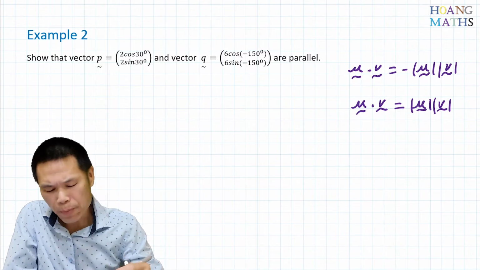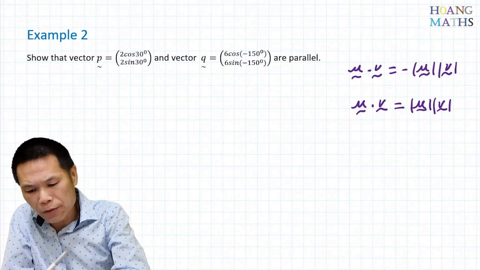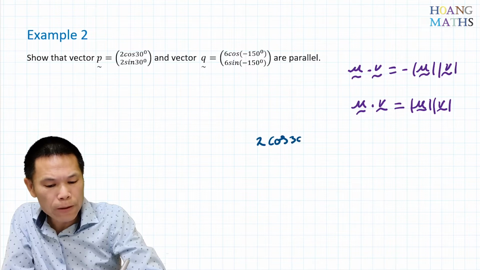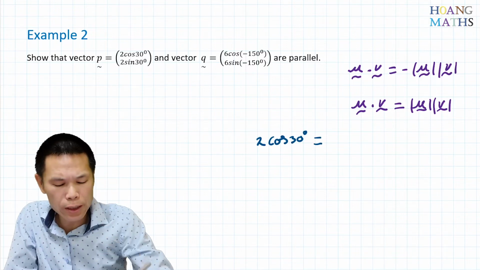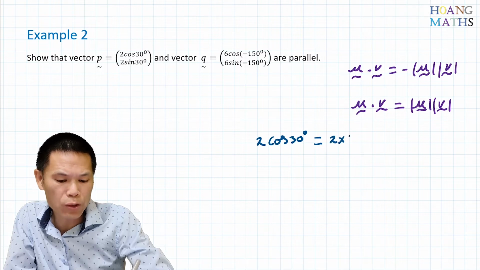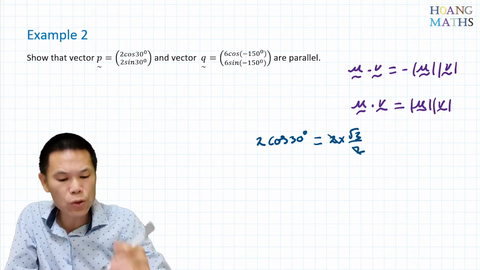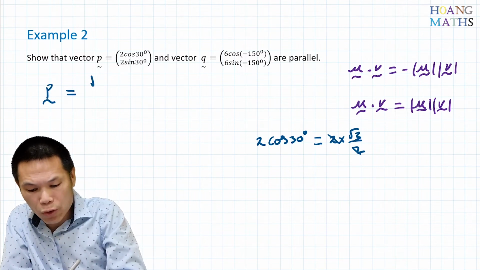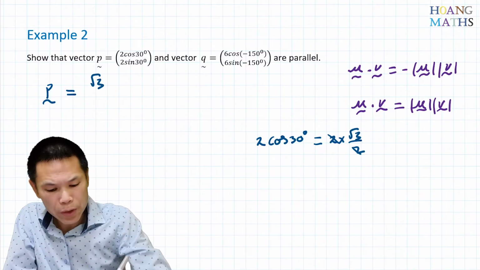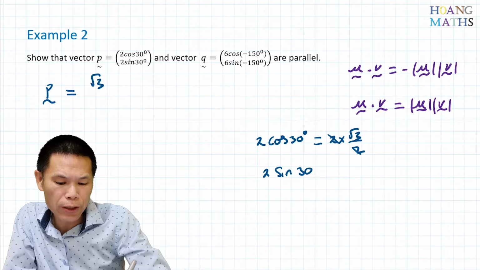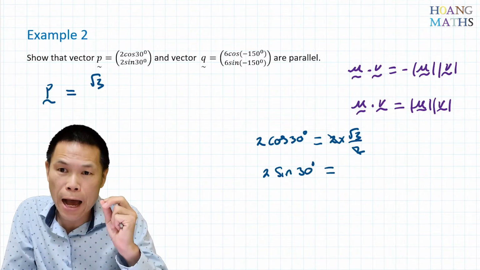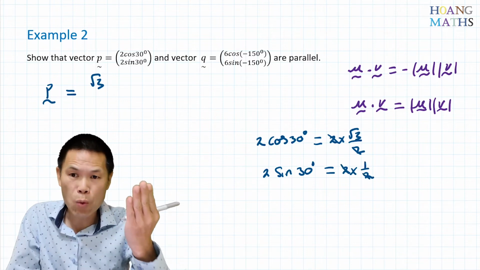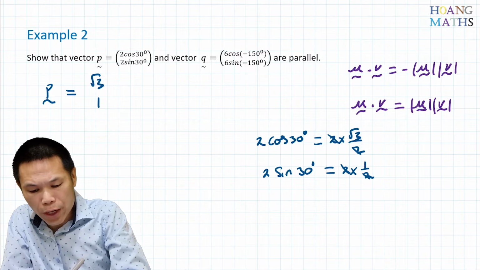So let's work it out. First of all, let me simplify this first. We know that 2 cos of 30 degrees, where cos of 30 degrees is root 3 over 2. So 2 times root 3 over 2, cancel out, so that is root 3. So vector p is square root of 3, and then 2 sine of 30 degrees. Sine of 30 degrees is a half, so 2 times a half is 1. So vector p is (root 3, 1).